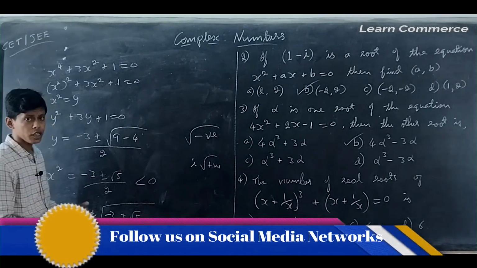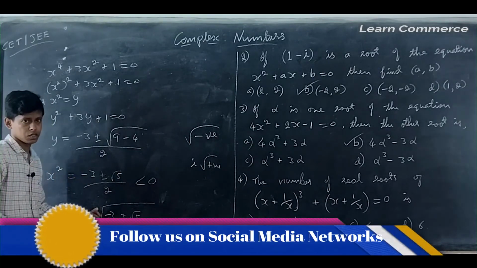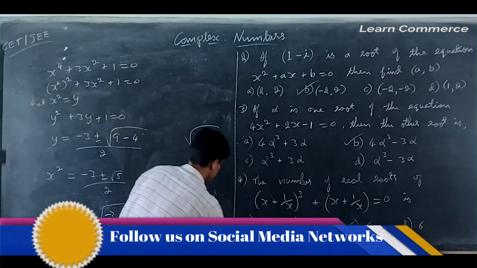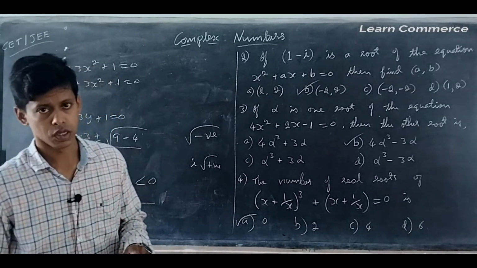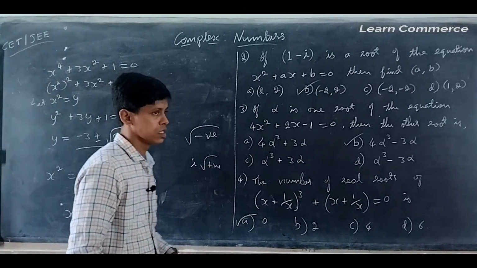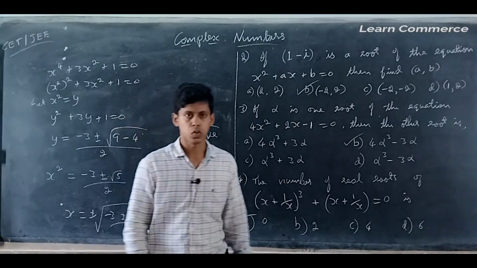All the 4 roots are going to be imaginary here. So there are no roots that are real. So the number of real roots is 0 here. So that's it for the 4th question. Option A is the right choice. So let's move to the 5th question.